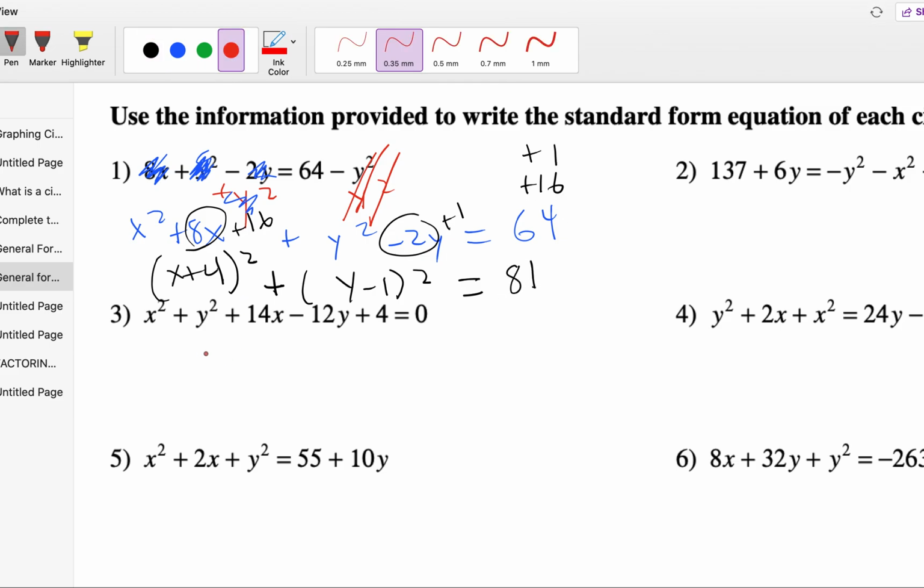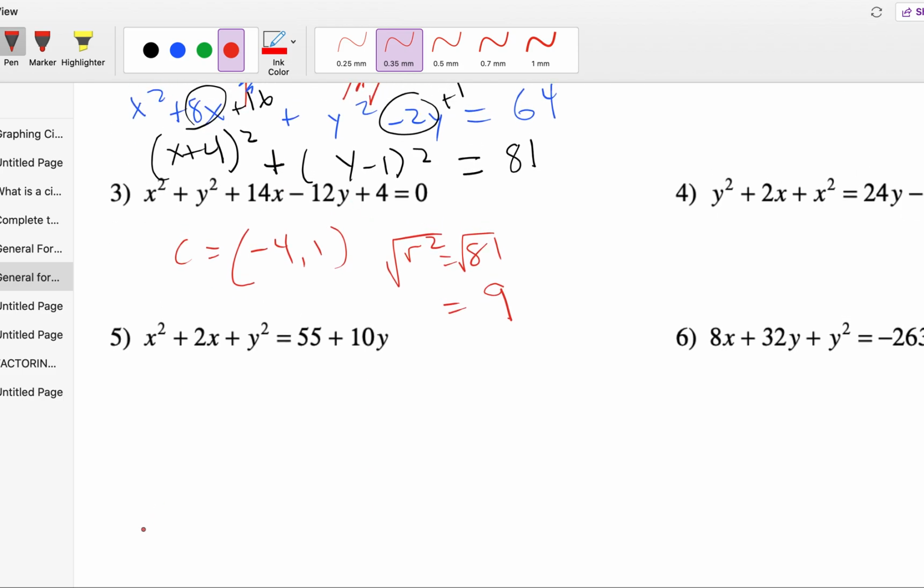We can even graph this now. The center is going to be at negative 4, 1, opposite of 4, opposite of negative 1, we change the signs. And the radius squared is 81. So to get the radius, we square root it and get 9. Let's do one more.